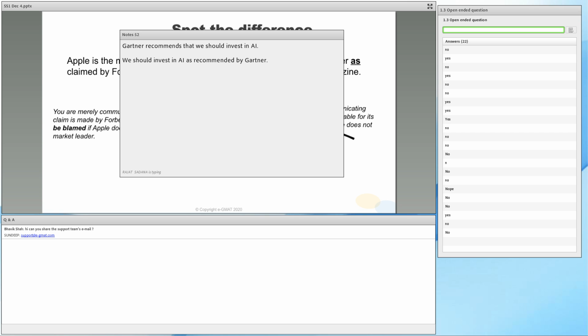What about sentence 2? Are you making a recommendation? Yes, you are. If you invest in AI and it screws up, who's to blame? You.